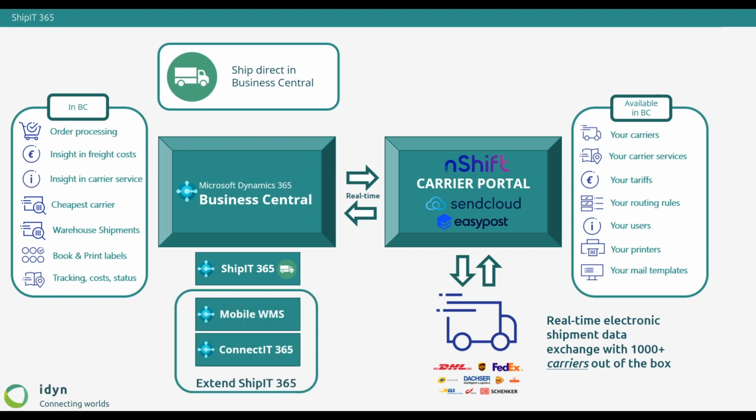We can extend ShipIT 365 with Tasklet Factory's mobile WMS. This means you can run the full functionality of ShipIT 365 efficiently on a mobile device. If one of the carriers you're looking for is not unlocked on the carrier portals, we can even connect these directly through Connected 365 to make sure that we can address those carriers as well through Business Central.